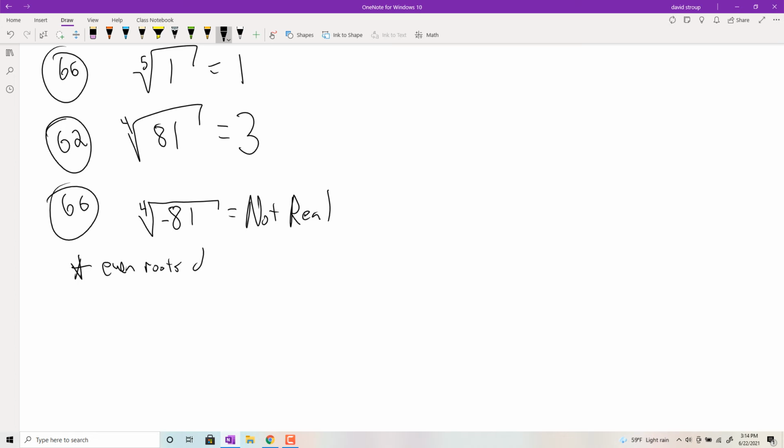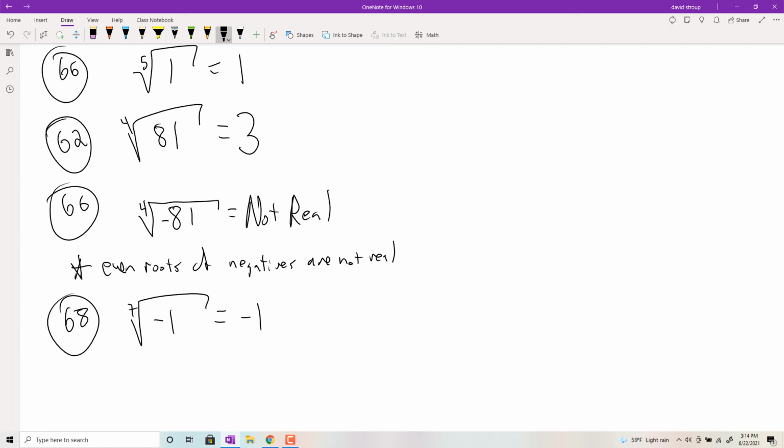Roots of negatives are not real, but odd roots of negatives work. An odd root of a negative number will be basically some other negative number. So like 68, we have the 7th root of -1. That will work, right? Because -1 multiplied by itself 7 times will give you -1.